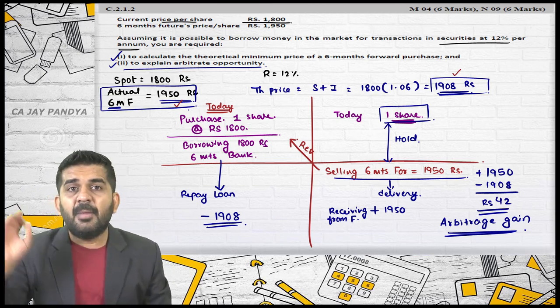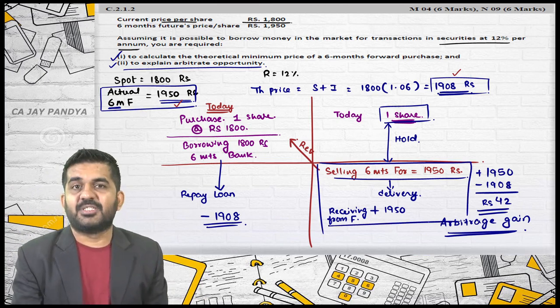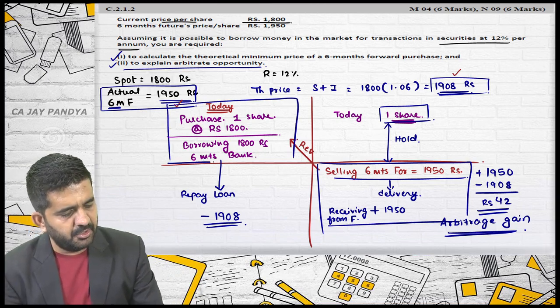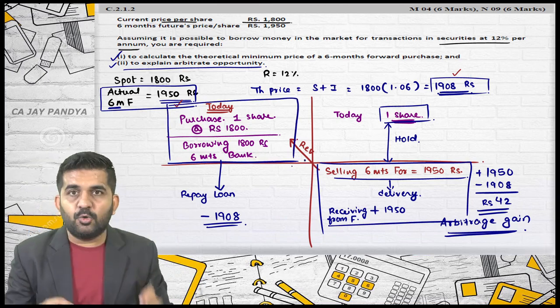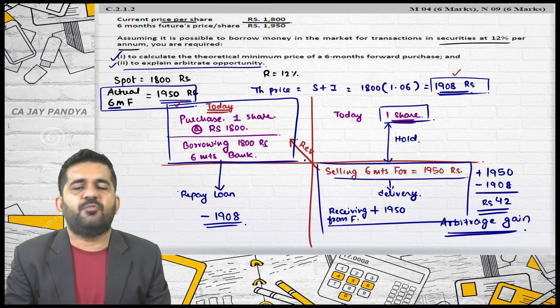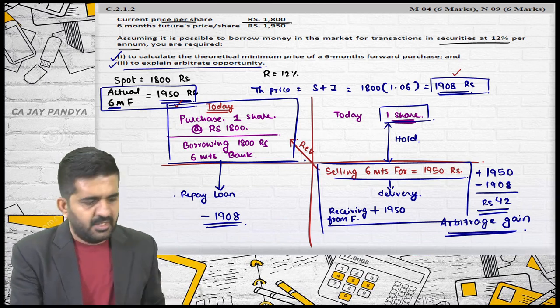Remember these two things. Anything which is overvalued, you should sell it. You should always take a reverse position today. As I told you, there can be only two types of sums: where the market has overvalued the forward, and where the market has undervalued the forward. Next question.